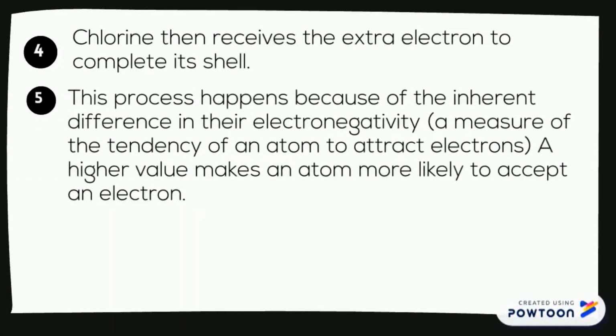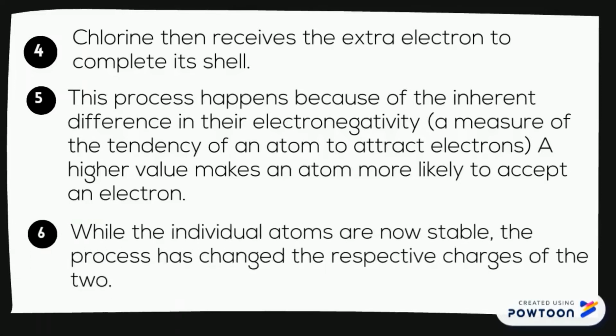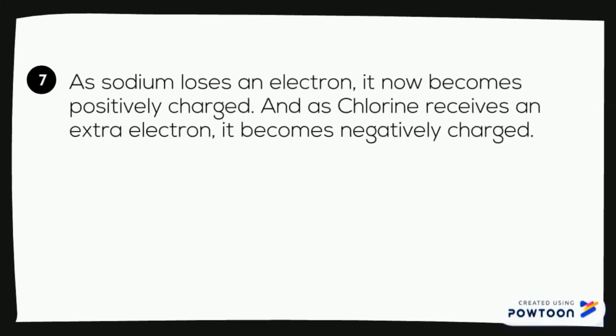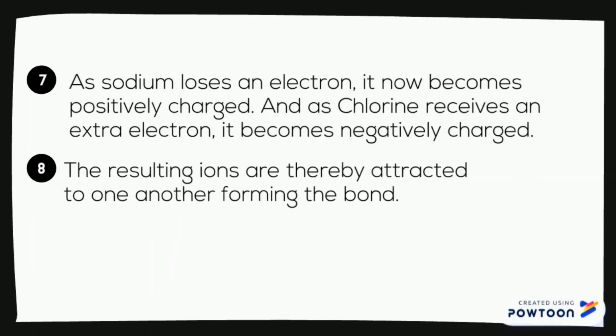This process happens because of the inherent difference in their electronegativity, a measure of the tendency of an atom to attract electrons. A higher value makes an atom more likely to accept an electron, while the individual atoms are now stable. The process has changed the respective charge of the two. As sodium loses an electron, it now becomes positively charged, and as chlorine receives an extra electron, it becomes negatively charged. The resulting ions are thereby attracted to one another, forming the ionic bond.